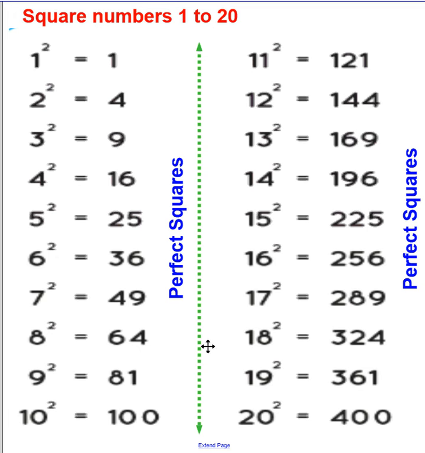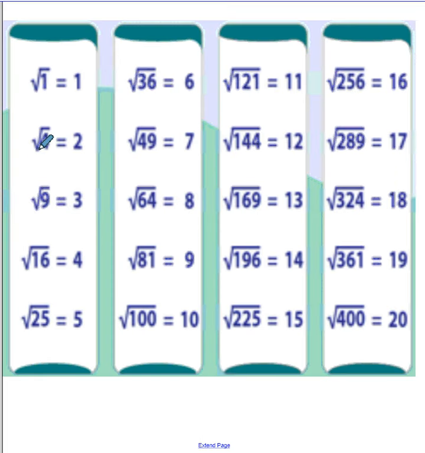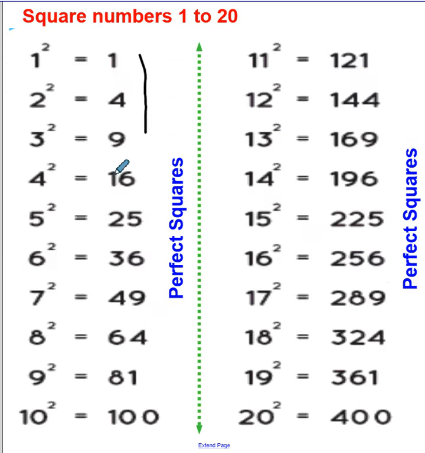So here I have given the list of the square numbers. The requirement of the syllabus is up till 15 square, but it would be better if you learn it till 20 square. So these numbers which are here, they are called perfect squares. If you take a square root of these numbers, your answer will be these. So if you see here, square root of 4 is 2, square root of 9 is 3, 16 is 4. So these are your perfect squares, right? And you should know the squares of 1 to 15 by heart.